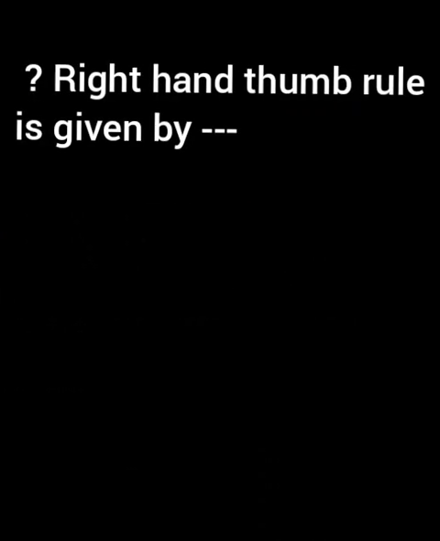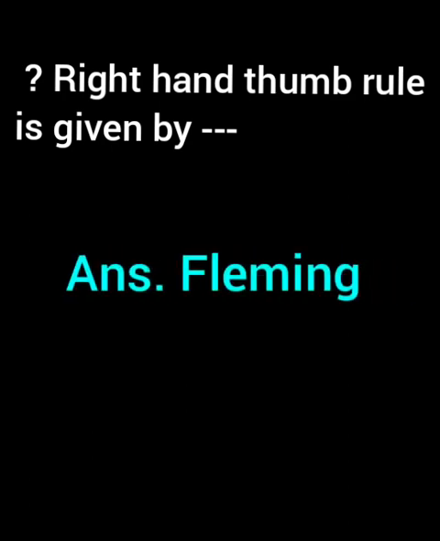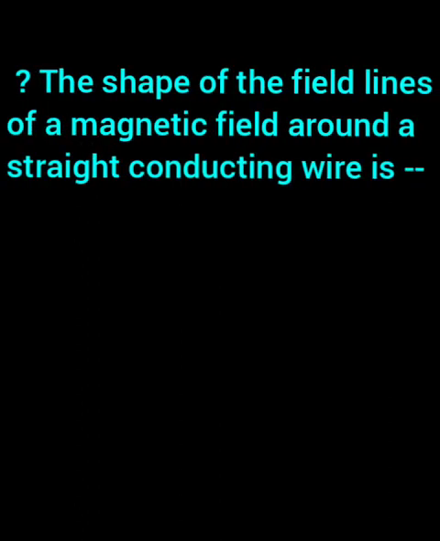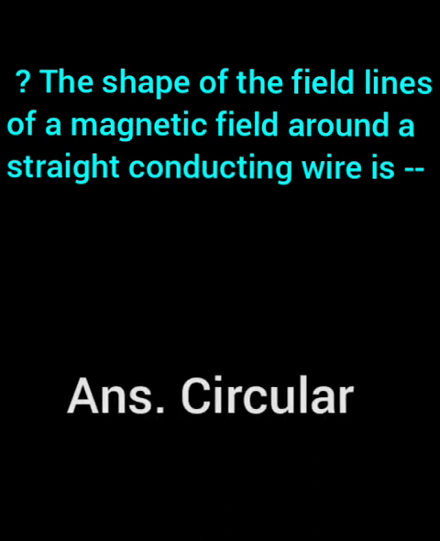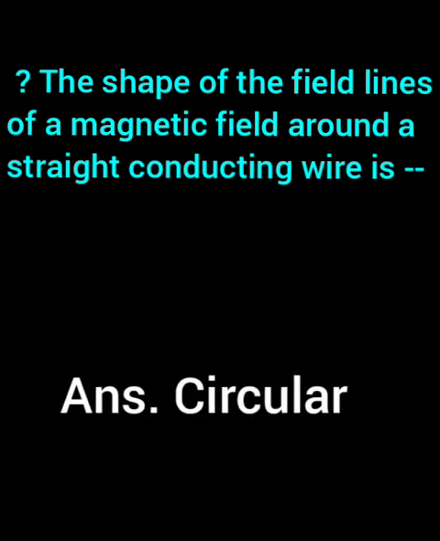Question next, right hand thumb rule is given by. That is given by Fleming. Question next, the shape of the field lines of a magnetic field across a straight conducting wire is. That will be circular. Circular is the correct answer.